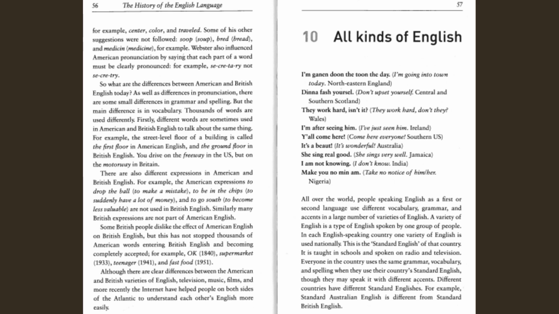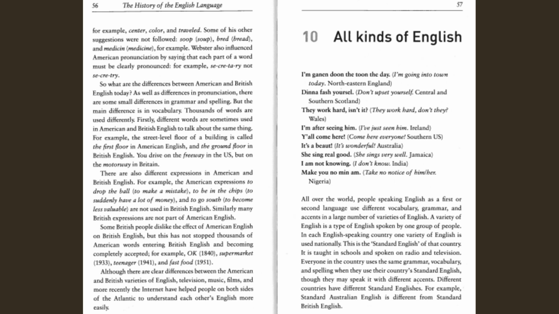Some British people dislike the effect of American English on British English, but this has not stopped thousands of American words entering British English and becoming completely accepted. For example, OK, 1840, supermarket, 1933, teenager, 1941, and fast food, 1951.